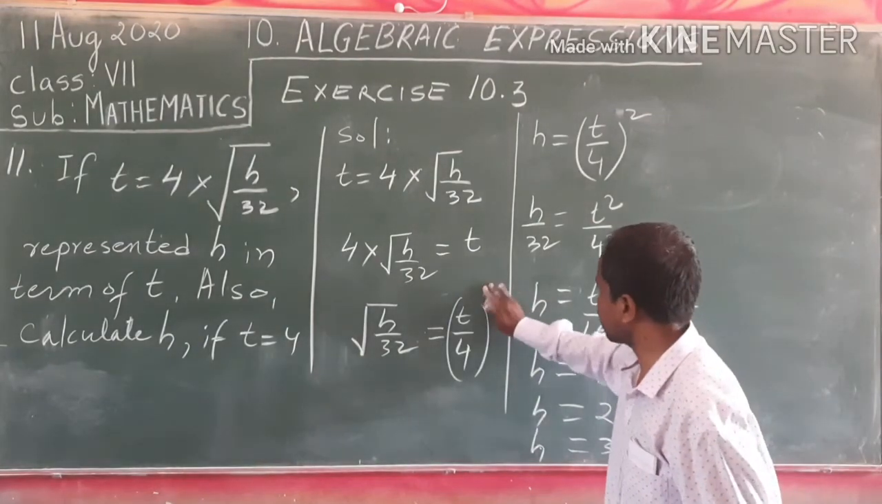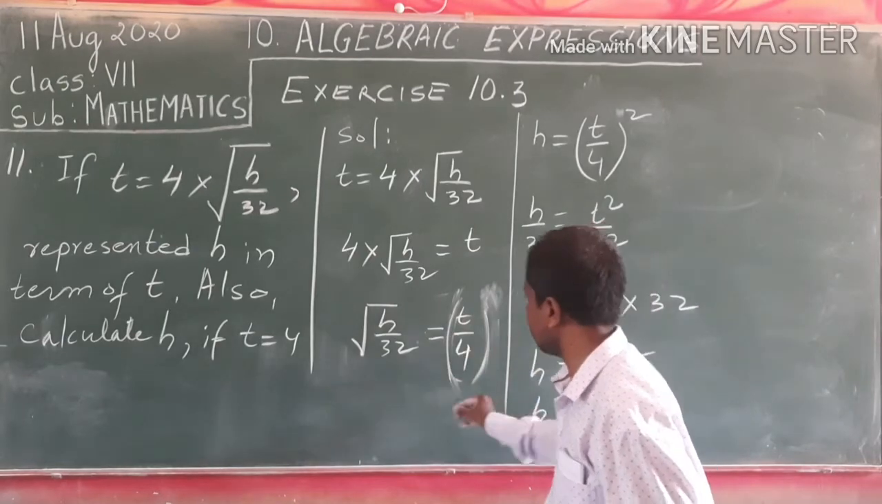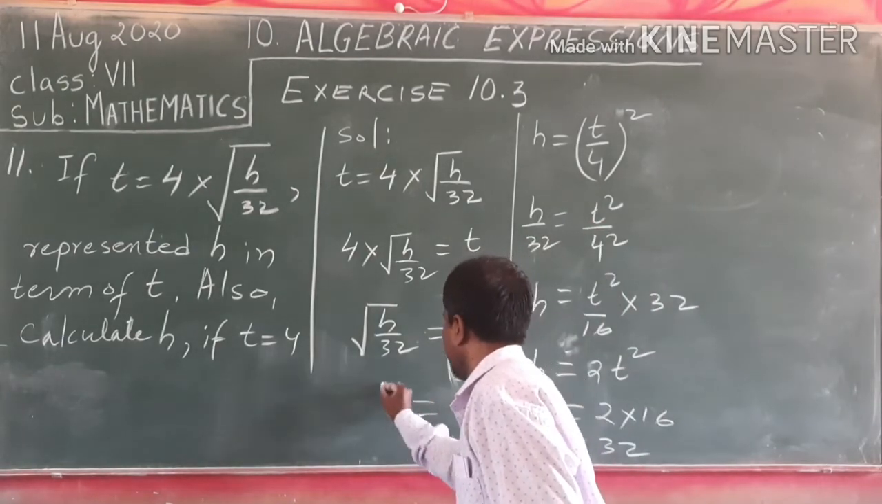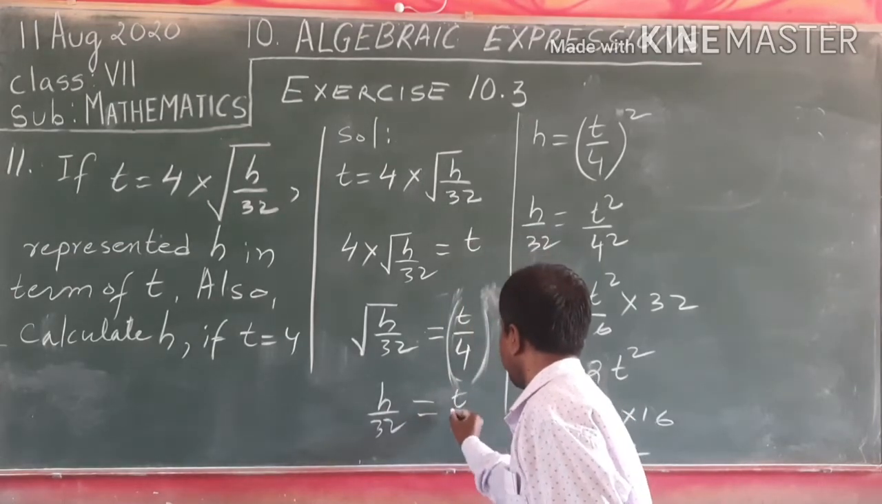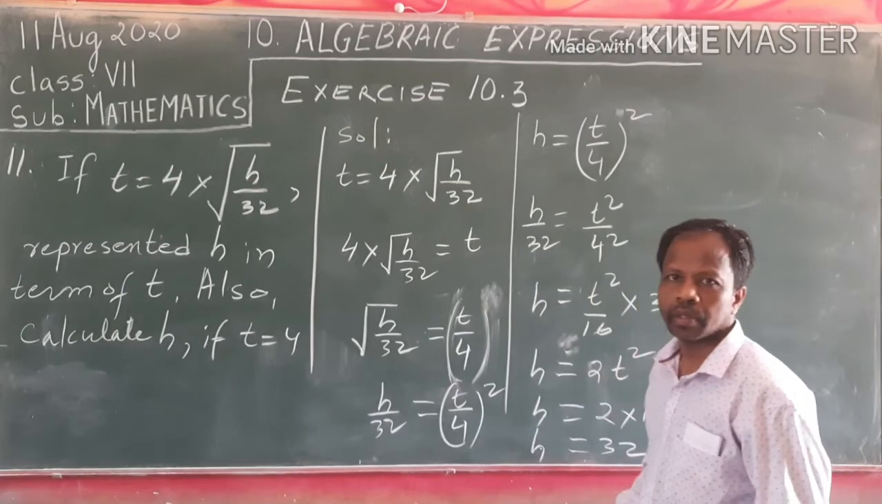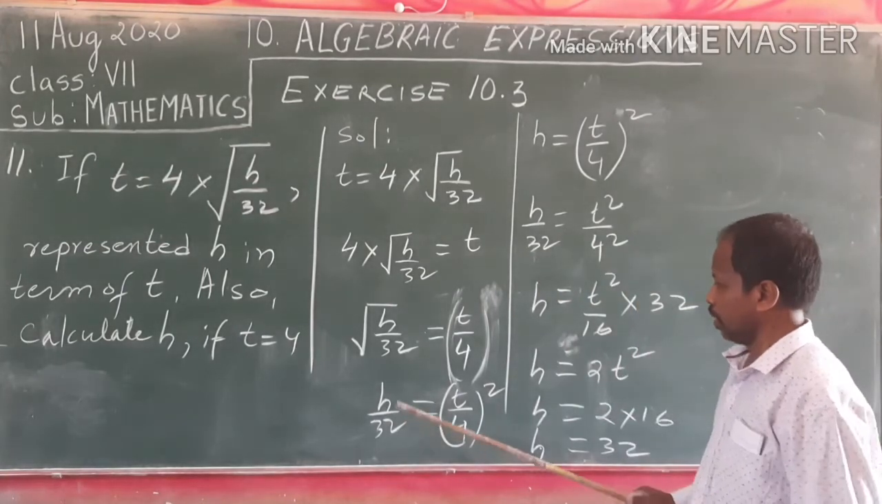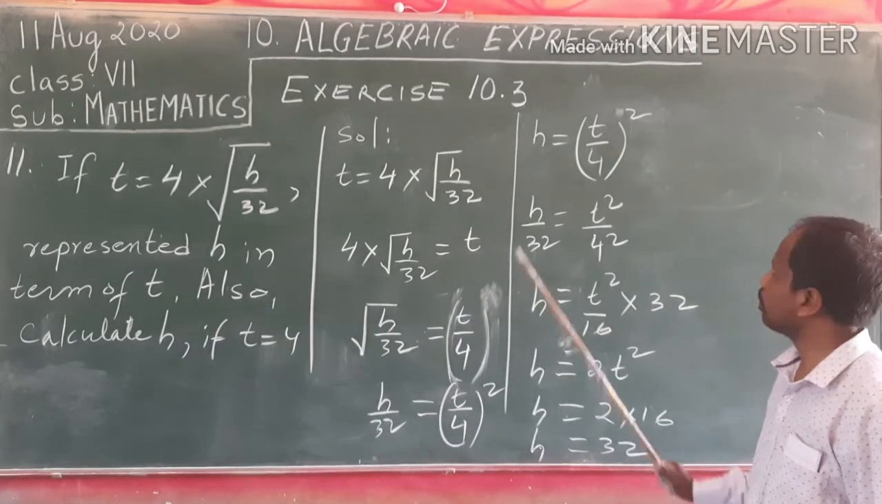Okay. In the next step we will see this. When you remove the root on the other side, it becomes what? Square. Now the root is removed, right? So now we are ready to do.